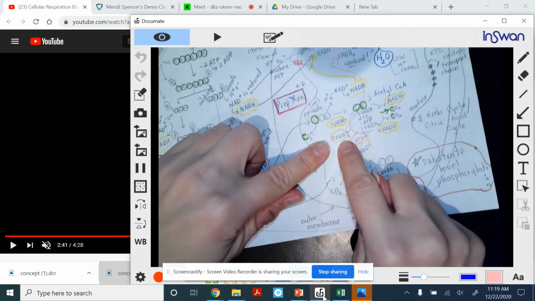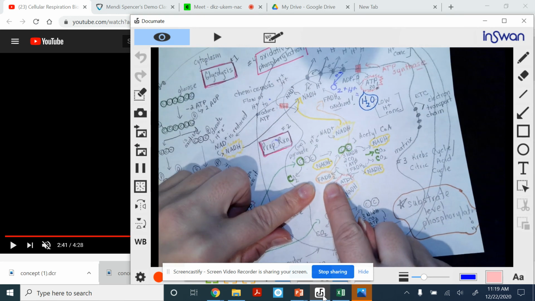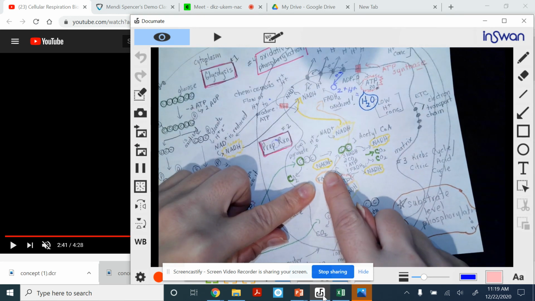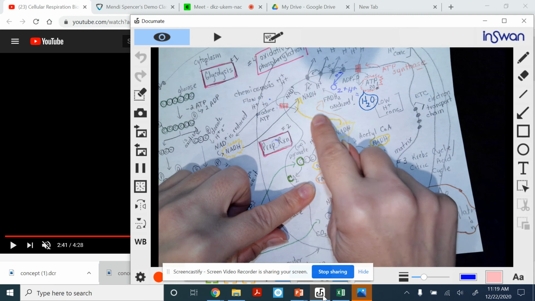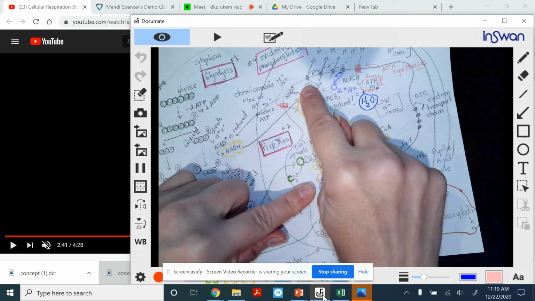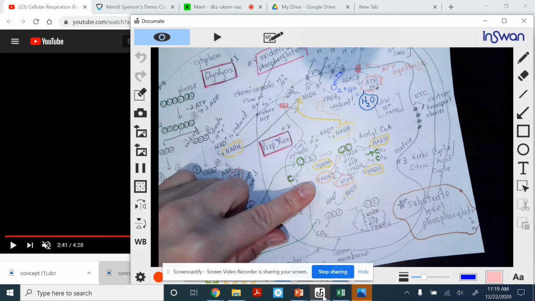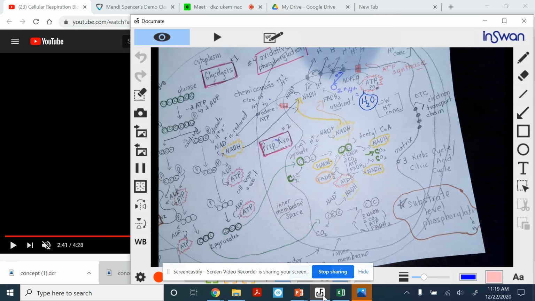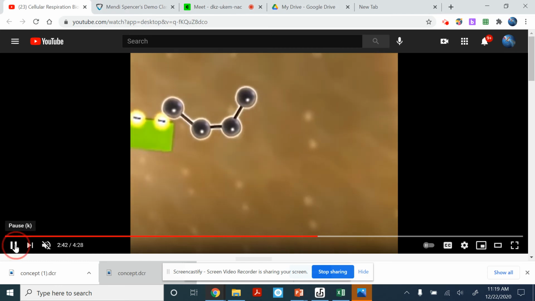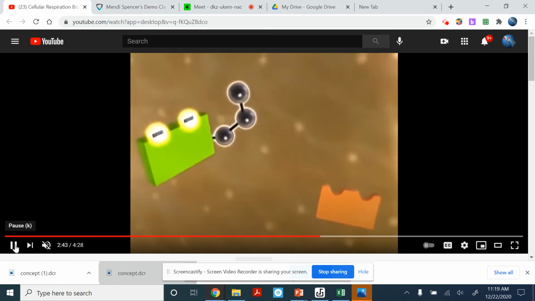Mine's maybe a little more color-coded than yours. But here's our FADH2. It's going to go unload at the electron transport chain. Does it make sense? That's where the buses get unloaded. Think of that being like unloading them at the school. And then we keep going here.